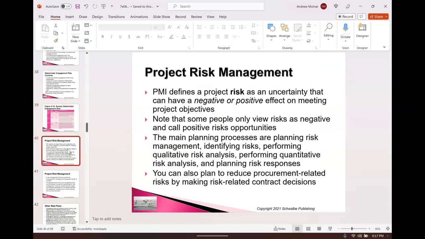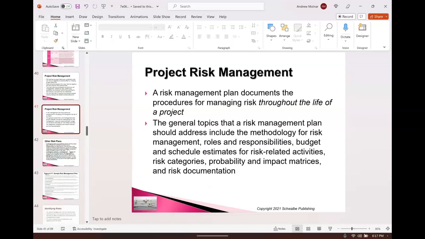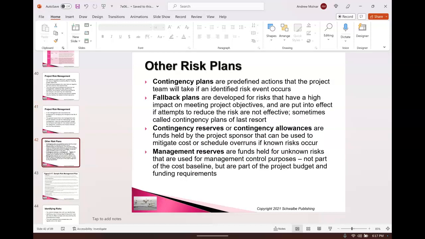Okay, whoa, what happened there? Okay, we are back. So risk management plan is going to define how you're going to manage risk throughout the project, right? And so in risk management, you will want to consider contingency plans, for example. So a contingency plan means I've identified the risk. I've also identified that it's high probability and or high impact to my project. Now I'm going to build a contingency plan in case that risk happens. Remember, risk is an uncertainty.